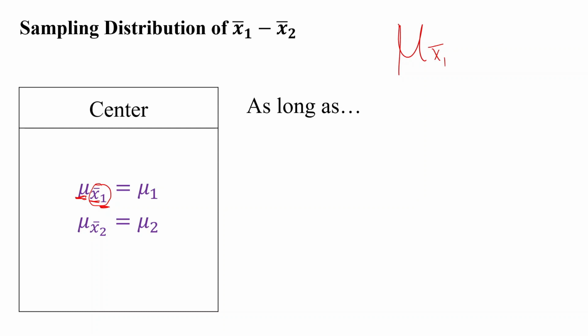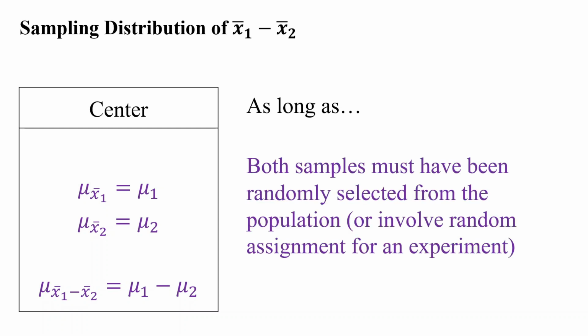mu sub x bar sub x sub 1. It can get a little crazy, but just remember what the symbols are trying to tell us. This is the center of the sampling distribution of the first group, okay? And to find the difference, we just subtract those two centers. And since both of those centers are represented with their population mean, we just subtract their population means. Now, this is, again, as long as both samples have been randomly selected or there's random assignment in the experiment that you are looking at.